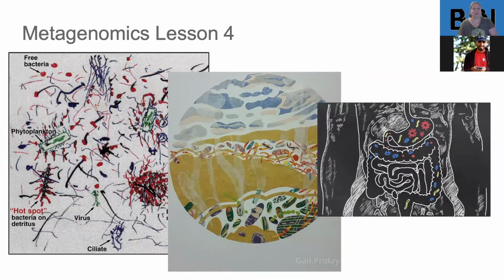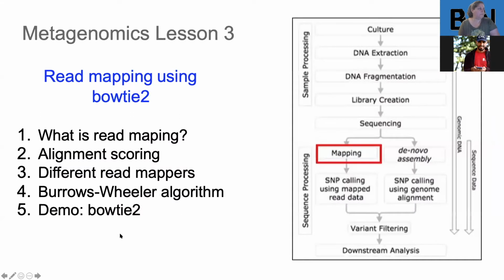So let me share my screen. So today we're going to talk about read mapping. For starters, we're going to talk about what is read mapping, how do you map reads, different options for read mapping tools. I'm going to briefly mention how Bowtie 2 works, or the algorithm behind it, and then we're going to do a tutorial on how to use Bowtie 2 and SAMtools to map reads to a reference genome.